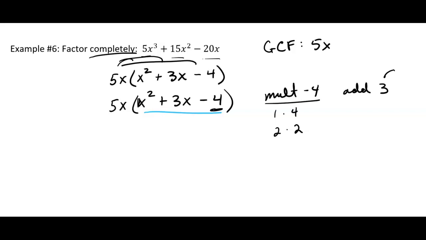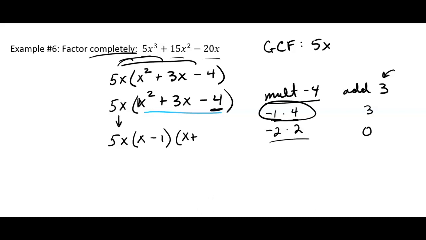Now, my adding part is positive, so I want the smaller number to be negative. Now, negative 2 and 2, well, that one's not bigger than the other, but those add up to 0, right? Negative 2 and 2, so it's not going to be that one. But negative 1 and 4 do add up to 3, so it's that one. So those are the two numbers then, and we can write the binomials. Don't forget to write the 5x, the greatest common factor, because that's part of the answer. And then the trinomial is going to factor into x minus 1 and x plus 4.